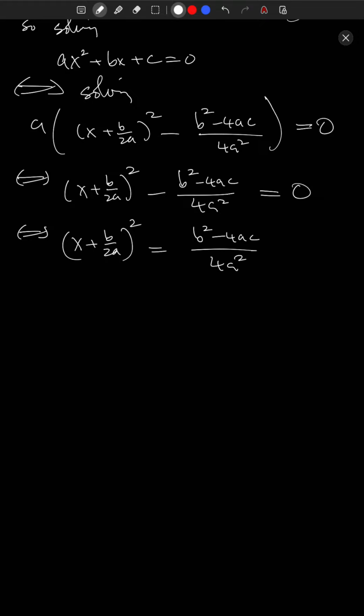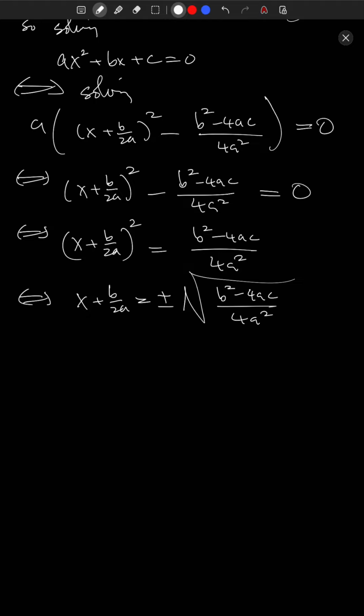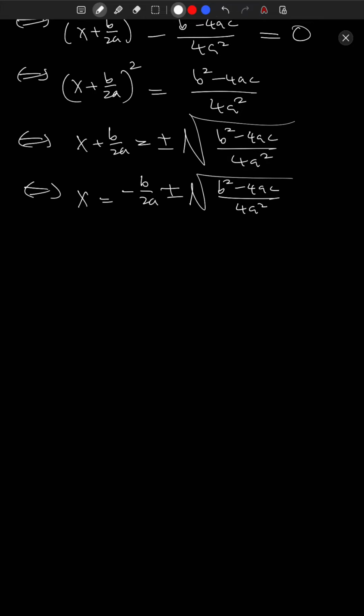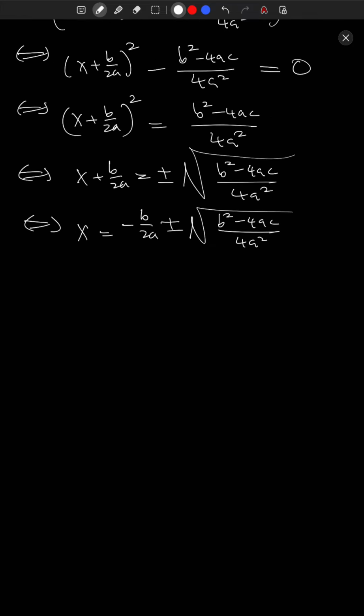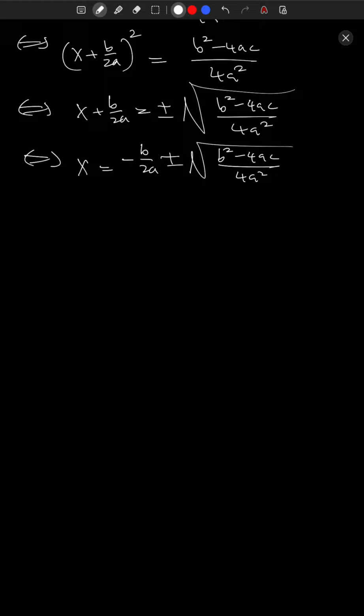All right. I'm going to square root both sides. X plus b over 2a equals plus or minus square root b squared minus 4ac over 4a squared. All right. I'm going to throw the b over 2a to the other side. Minus b over 2a plus or minus square root b squared minus 4ac over 4a squared. This is almost a quadratic equation. I just have to clean up the right-hand side.